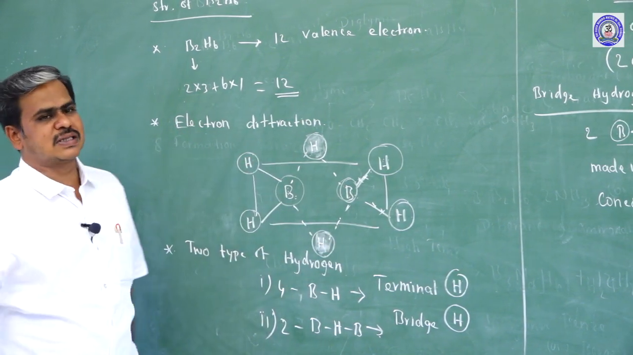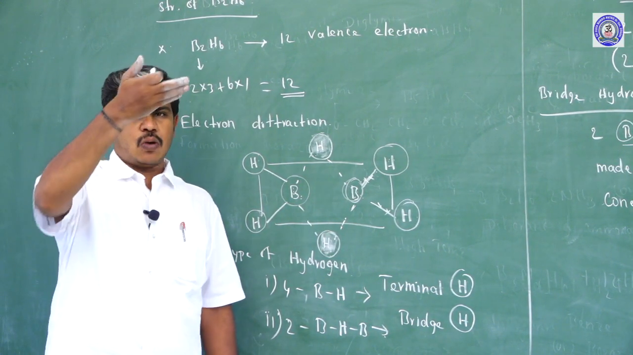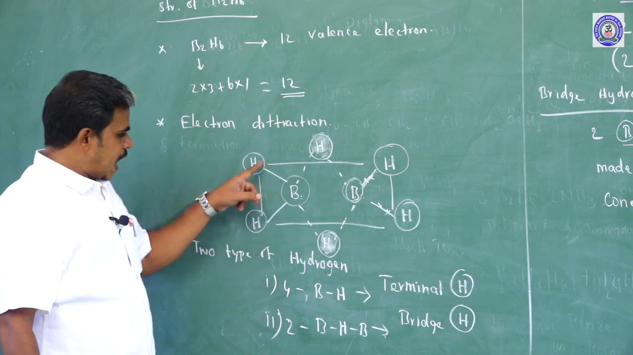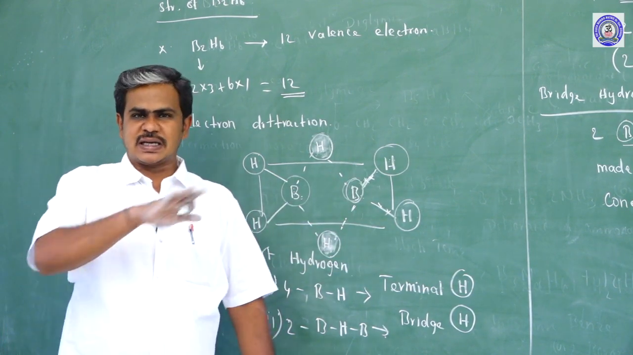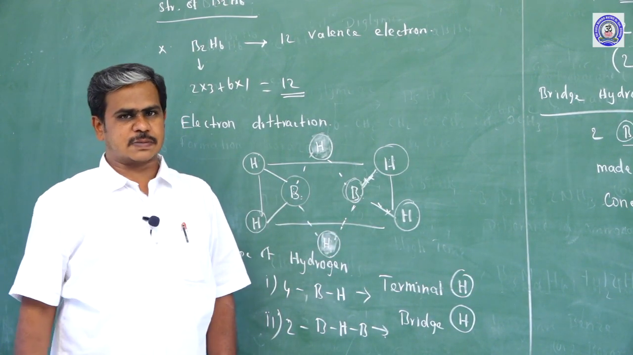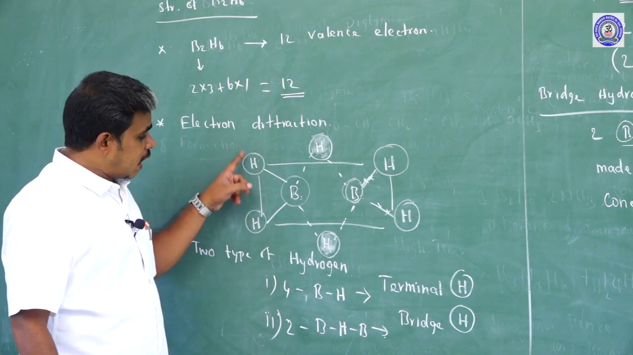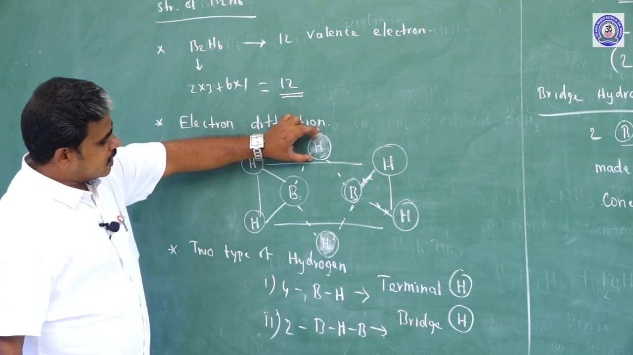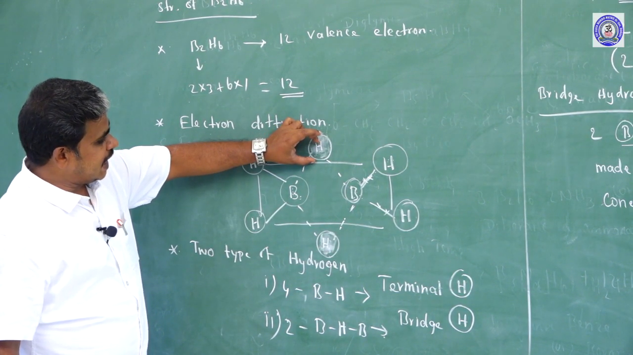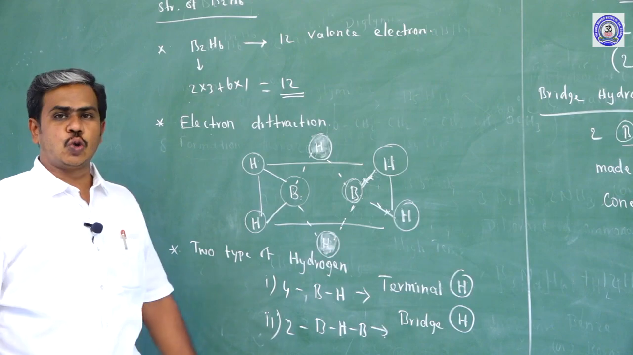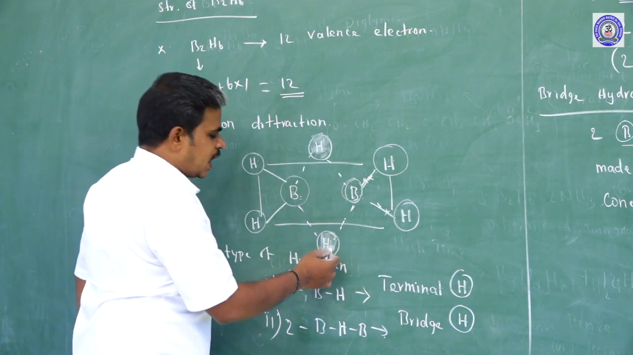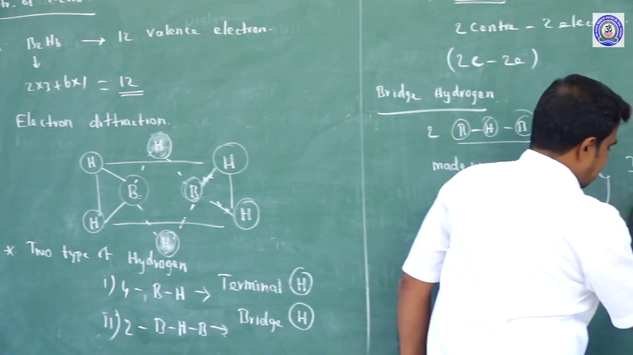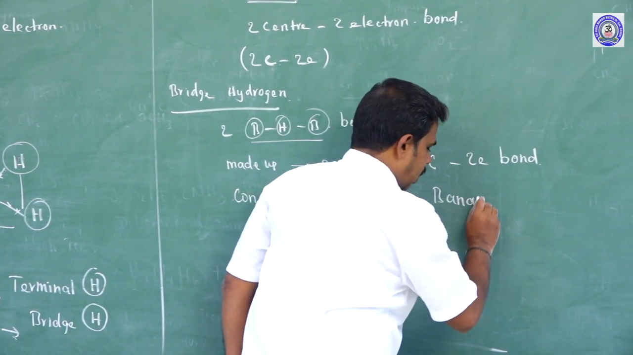So it will be present lying above and below the plane. And the two borons and terminal hydrogens are present in that same plane. So the terminal hydrogen atoms and boron are present in the same plane, and these 3-center 2-electron bonds are present lying above and below the plane, and it is considered a banana bond.